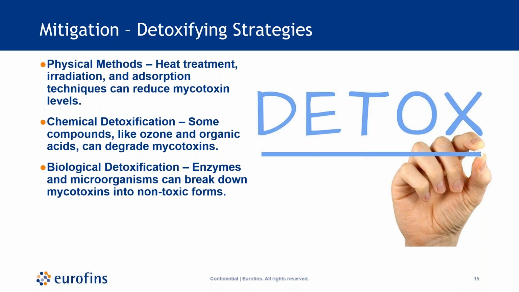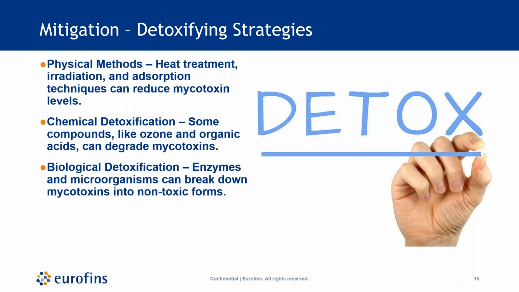So first, we have physical detoxification, where you have sorting and cleaning, as I previously mentioned. Removing visibly contaminated grains reduces mycotoxin levels, as the microorganisms typically have a single point of origin. And by eliminating those damaged kernels or parts of that crop, you can reduce the contamination throughout the entire lot. There's also heat treatment. Some mycotoxins degrade at high temperatures, though some remain stable. Adsorption techniques using activated charcoal or clay-based binders can trap mycotoxins and prevent absorption in animals.